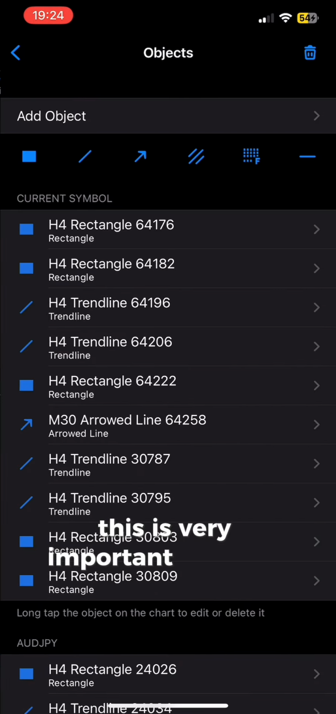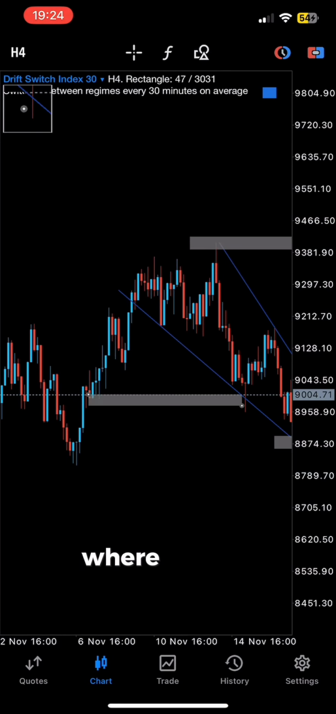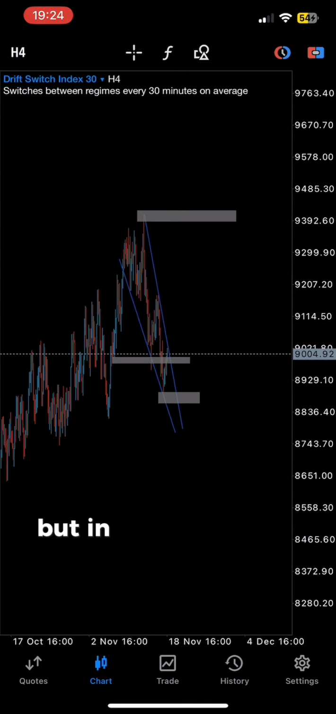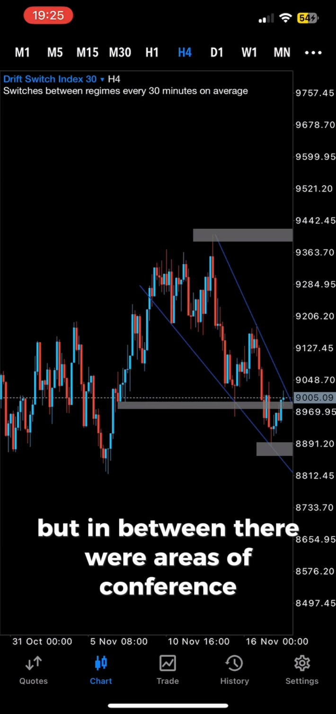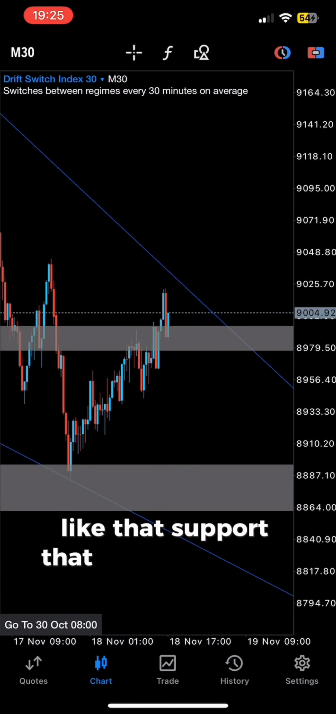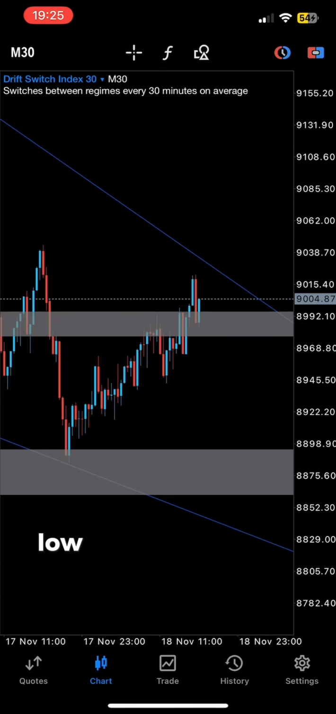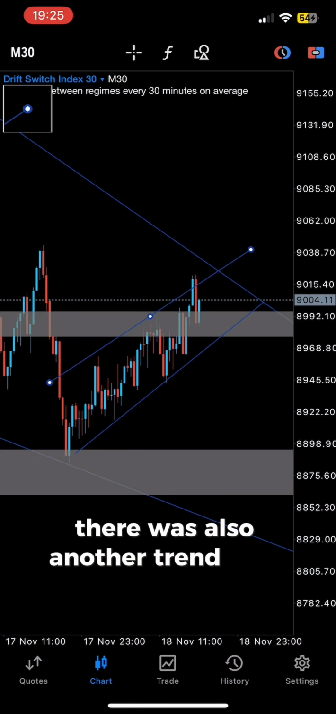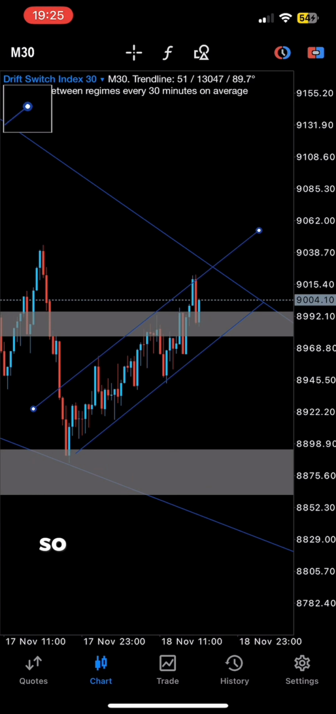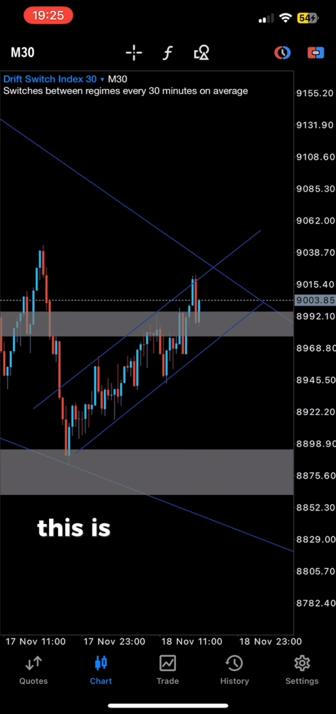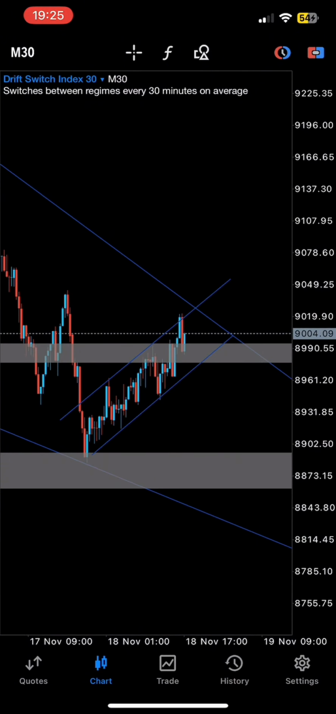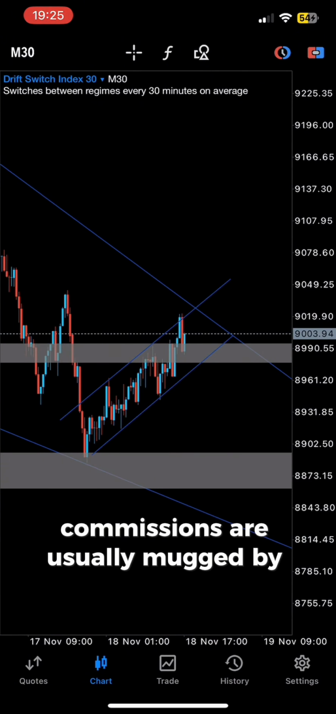This is very important because you know where to stop and where the market will do retracements. But in between there were areas of confluence, like that support that was created by the lower low that was created earlier on. However, inside that trend line there was also another trend that was respected. So I'm going to use it. This is the 30 minute where we look for confirmations. So confirmations are usually marked by candlestick patterns.